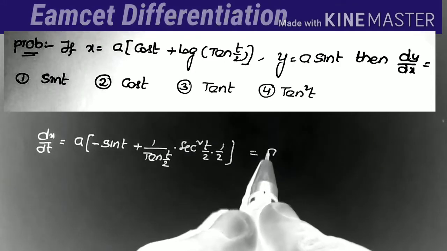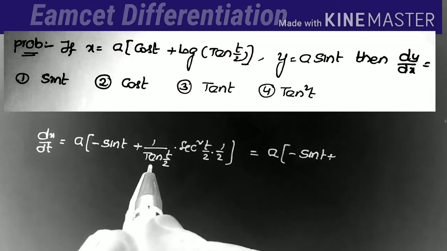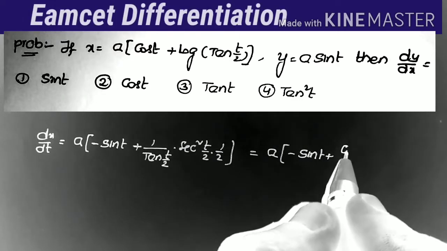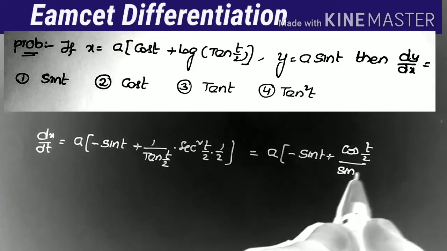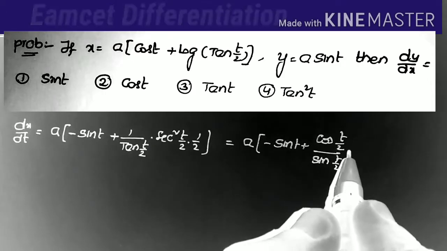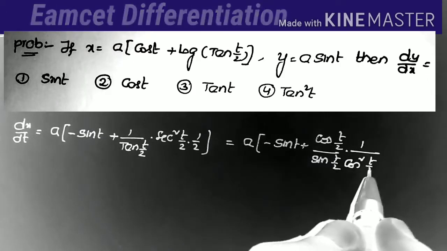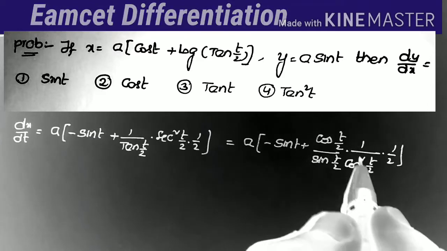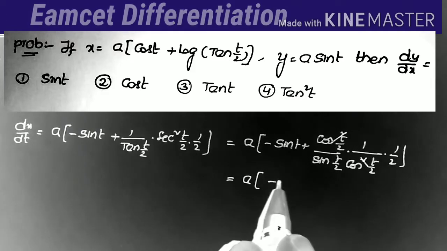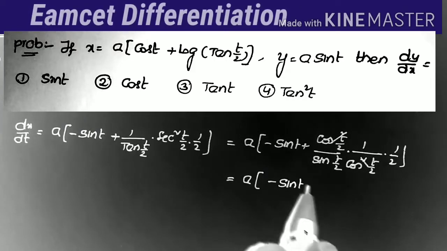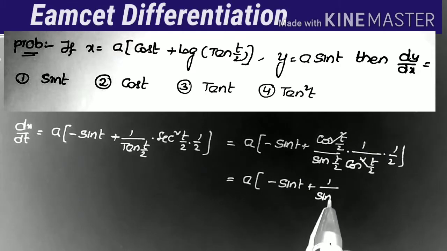So this is equals to a into minus sin t plus 1 by tan is equal to cot. Cot is equal to cos by sin. So this is cos t by 2 by sin t by 2 into secant square is equal to 1 by cos square t by 2 into 1 by 2. Now here 1 cos is cancelled. So this is equals to a into minus sin t plus 1 by 2 sin t by 2 cos t by 2. That is 1 by sin t.